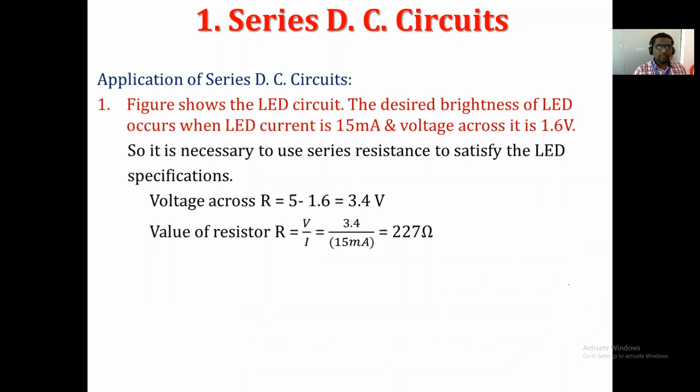Now see the application of a series DC circuit. What is written here? Please don't try to read these things. Listen very carefully to what I am going to discuss and look at the screen. Now we want to learn what the applications of a series circuit are. Let's assume that this is an LED. Do you know that LED? What is the long form of LED?